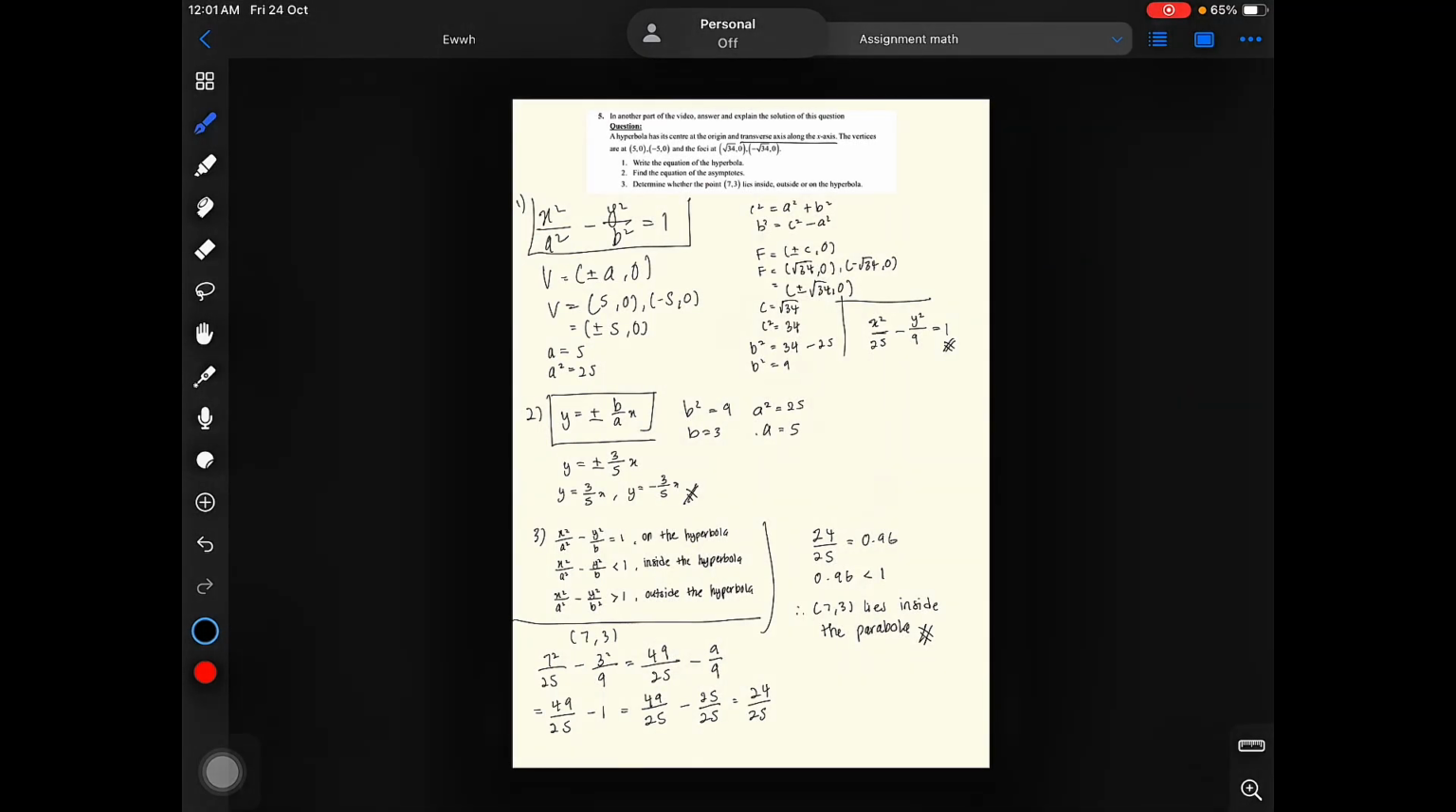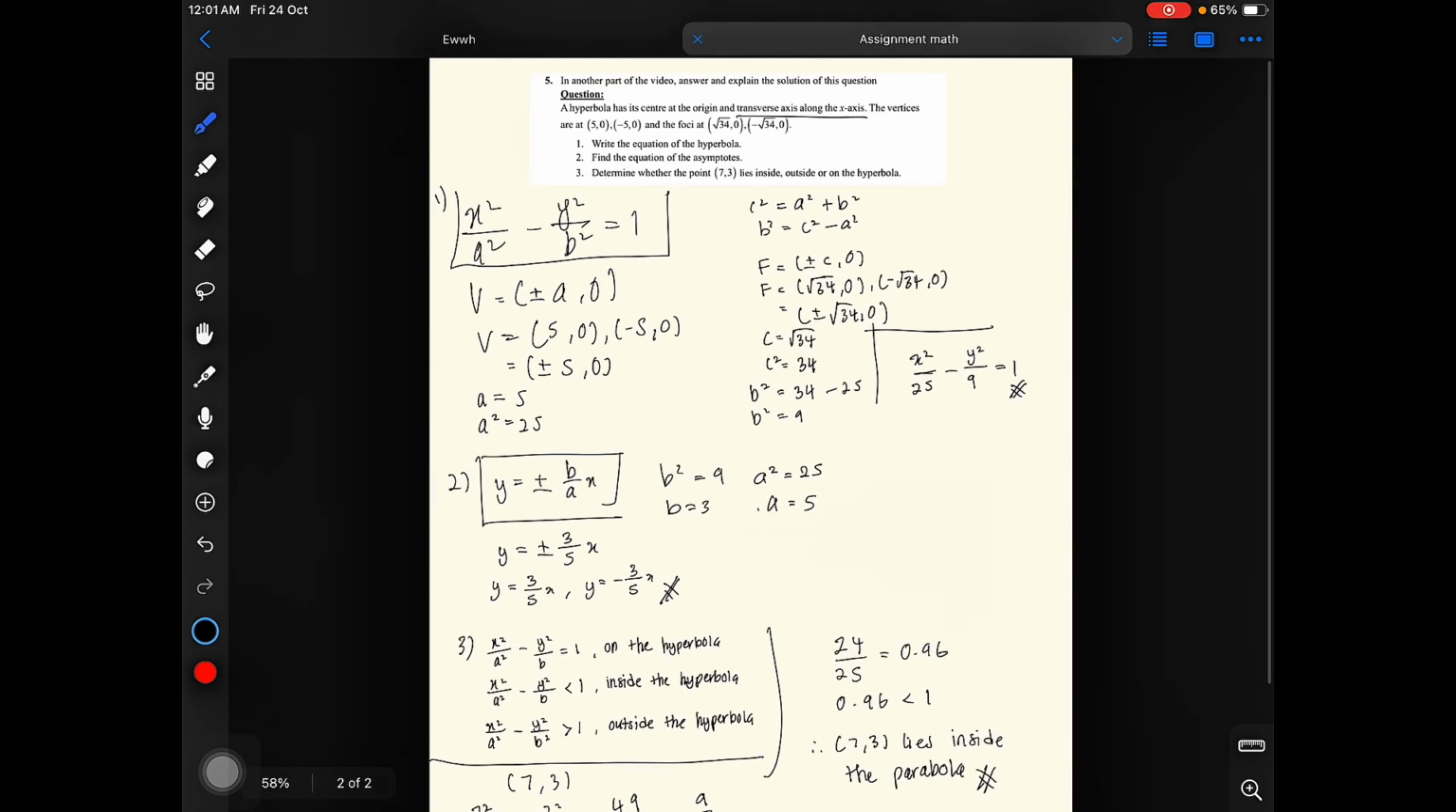In this part, I will answer some questions about the hyperbola. The hyperbola has its center at the origin and transverse axis along the x-axis. The vertices are at (5, 0) and (-5, 0), and the foci at (√34, 0) and (-√34, 0). First question, write the equation of the hyperbola.